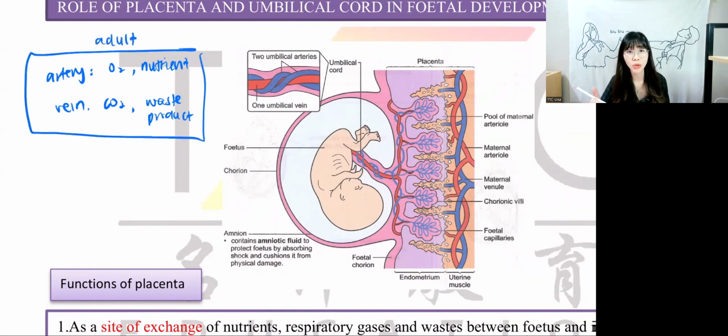But for the fetus in the mother's womb, the function is different. It's totally different. The umbilical artery transports waste product and carbon dioxide. The umbilical vein transports oxygen and nutrients. So it's the opposite function. You don't have to know whether there are 2 or 1, because that doesn't really come out in the exam.